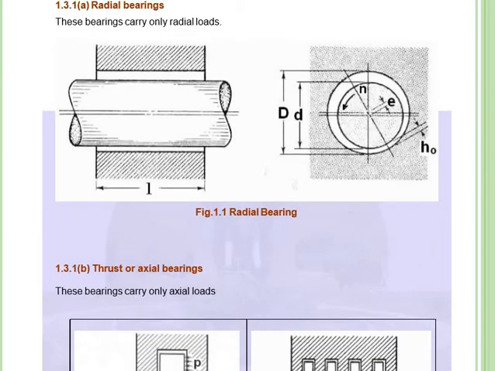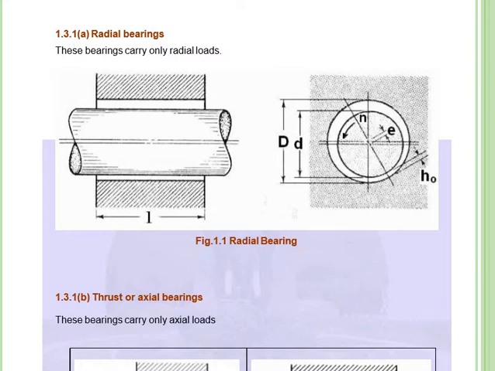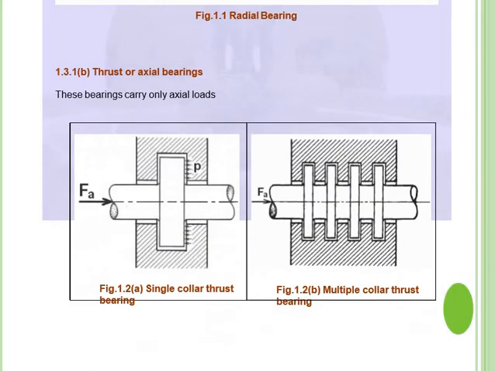Now you see the thrust axial bearings in the figures. These bearings carry only axial loads. See how the load P is applied on the shaft. That is a single collar thrust bearing, only one collar. Here multiple collars are there. Thrust or axial loads we can apply over this.